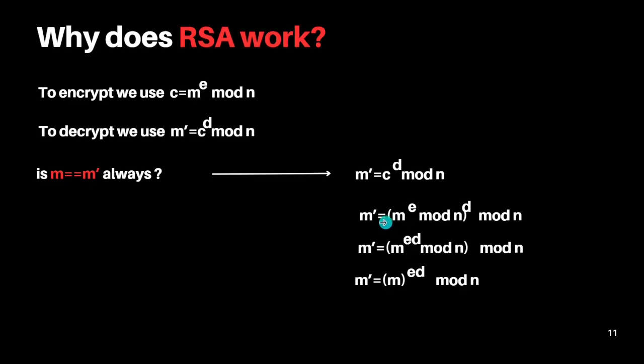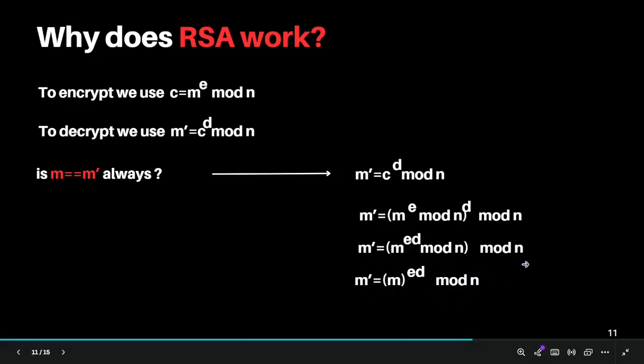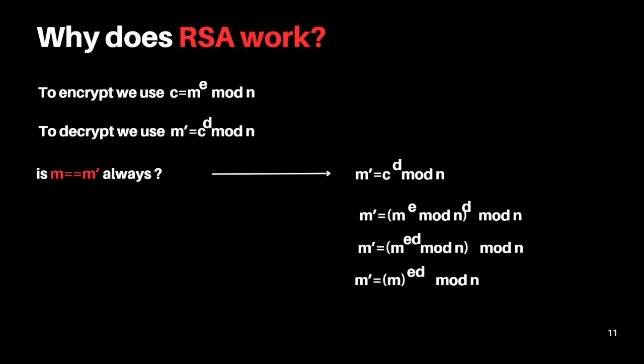So now in the second step, we can see that M dash equals M power E mod n, whole power D mod n. We learned in the modulus operation in the starting slides that this can be written as M power ED mod n, whole mod n, and again this can be written as M power ED mod n. This is the modulus operation. If you forgot, you can go back in the video and look at the points which we discussed in the modulus operation. So now at this step we got that M dash equals M power ED mod n.